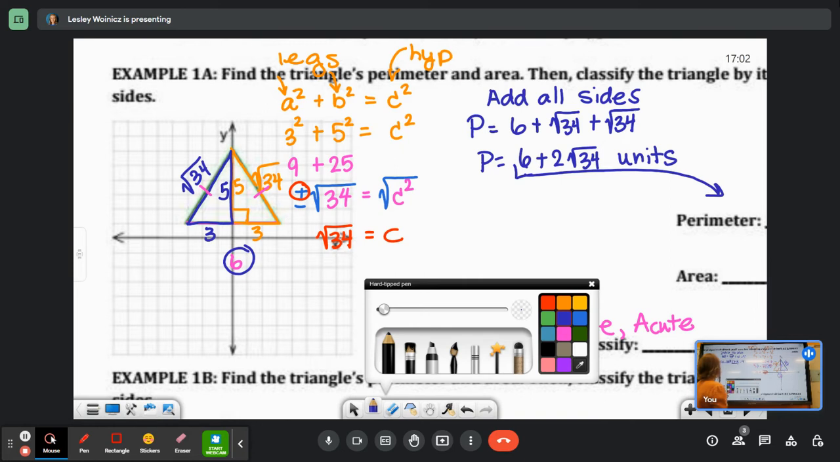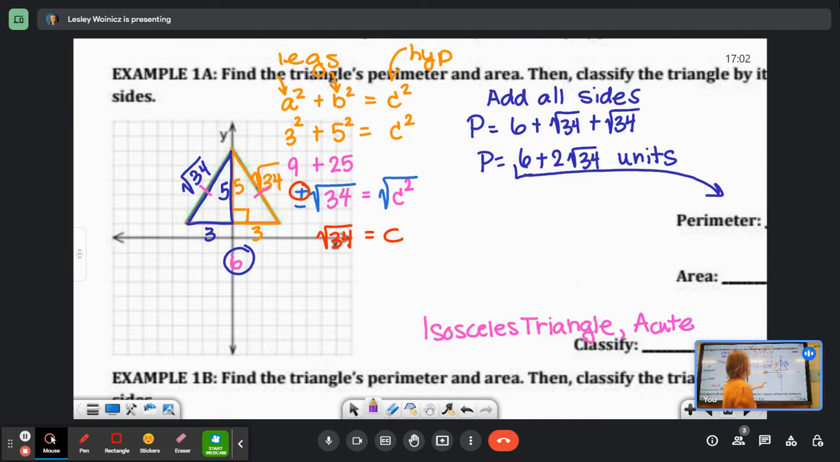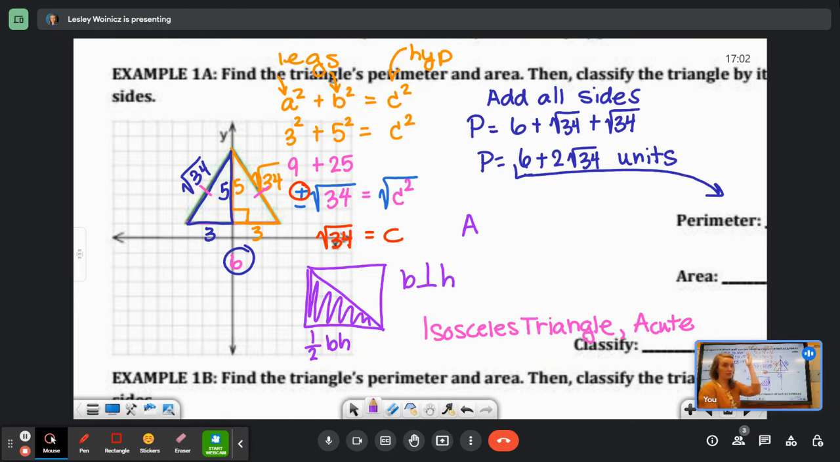All right, for my area, remember that a triangle is really just half of a rectangle. So the area for a triangle is 1/2 the base times the height. Okay, so for my area, my base and my height have to be perpendicular. So base must be perpendicular to height. So when you're picking your base and your height, make sure that they are perpendicular to each other, that they are 90 degrees. So area equals 1/2.